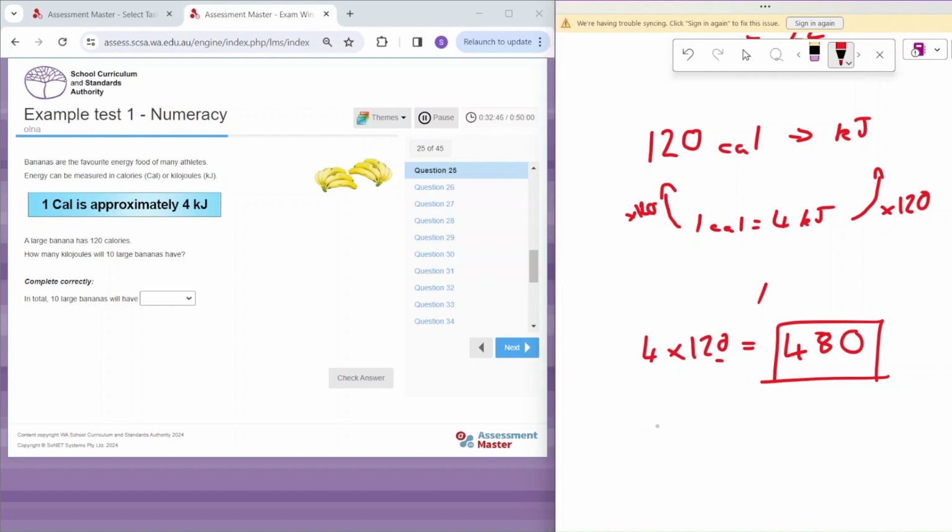But I wanted it in 10 large bananas. So how do I times by 10? Well, 10's got 1 0, so I just add 1 0 on the end of 480. So the answer becomes 4,800.